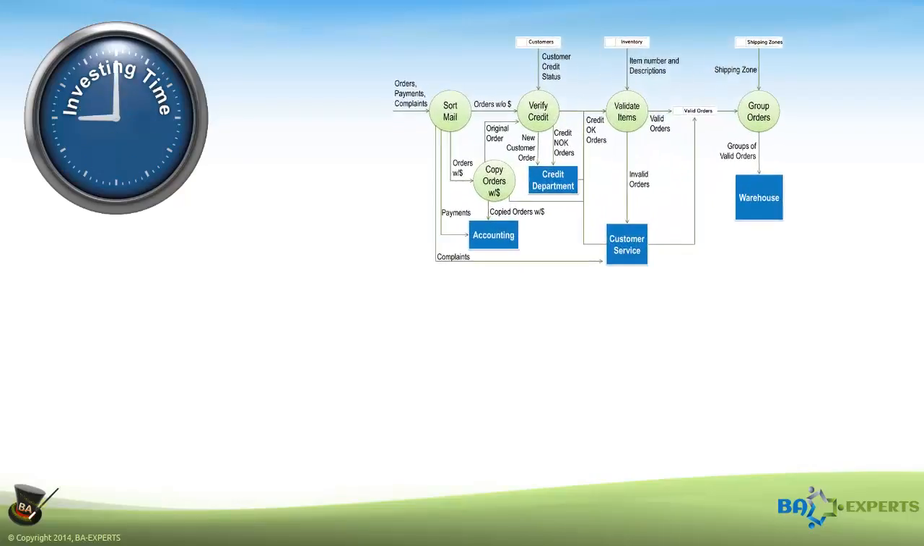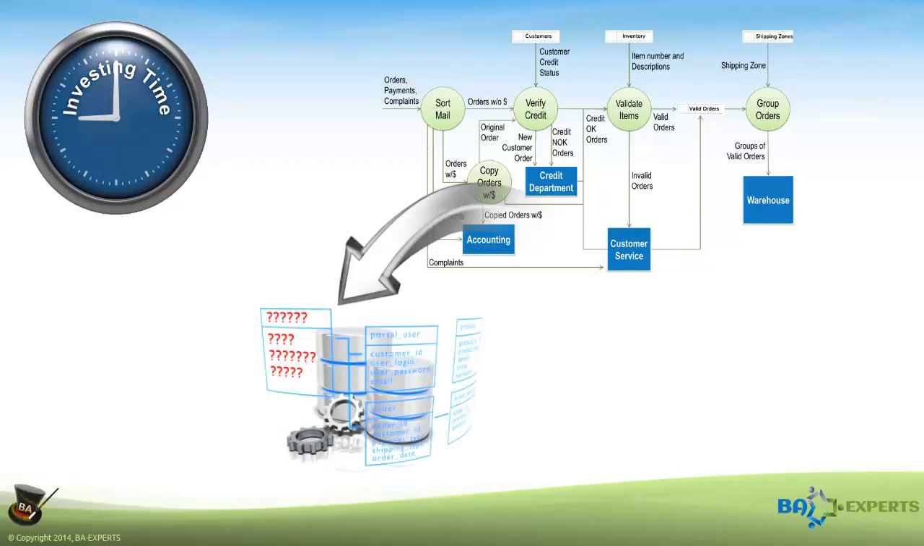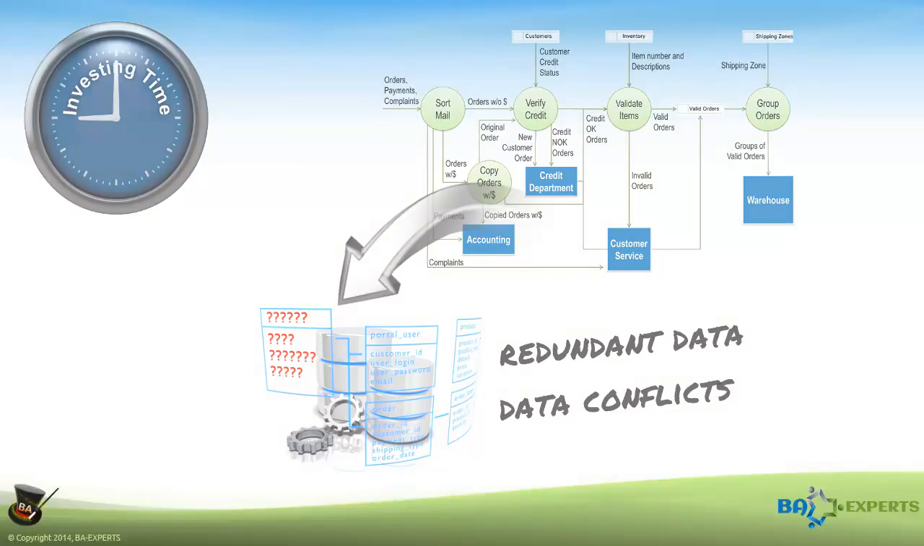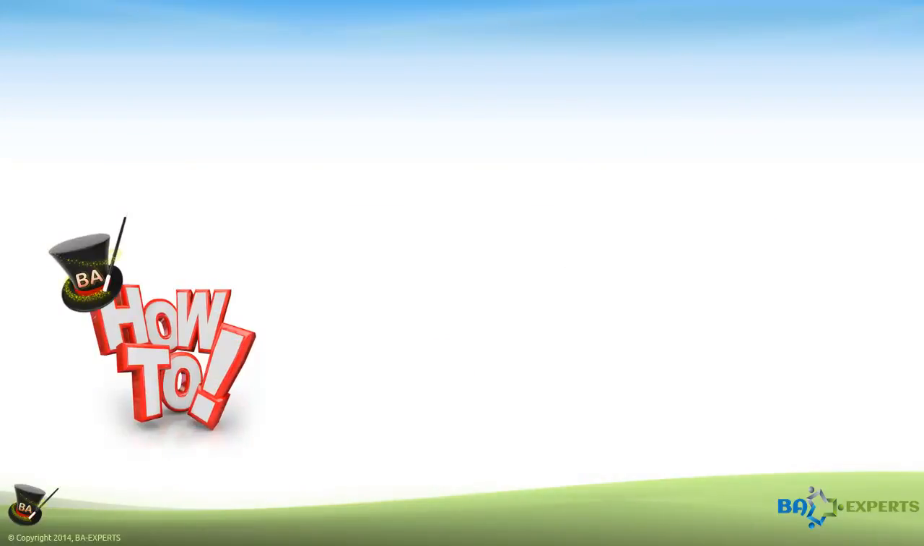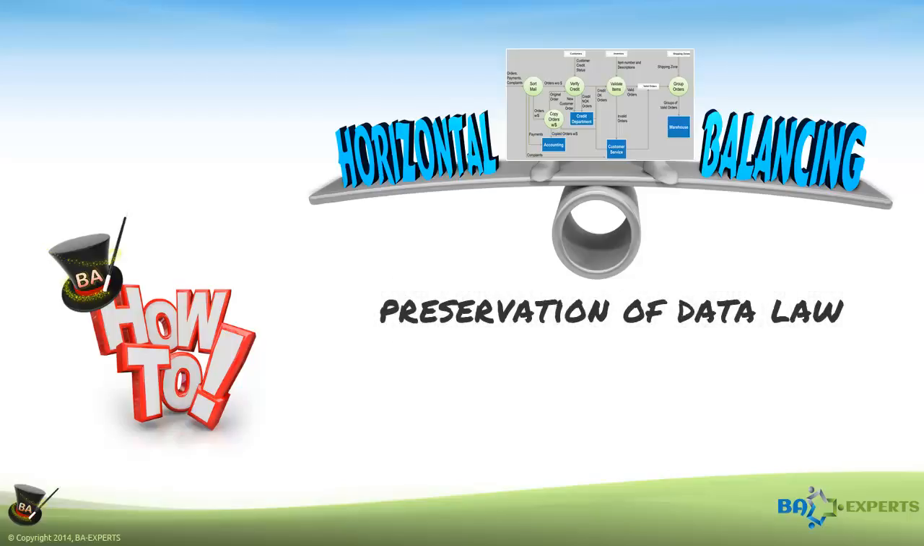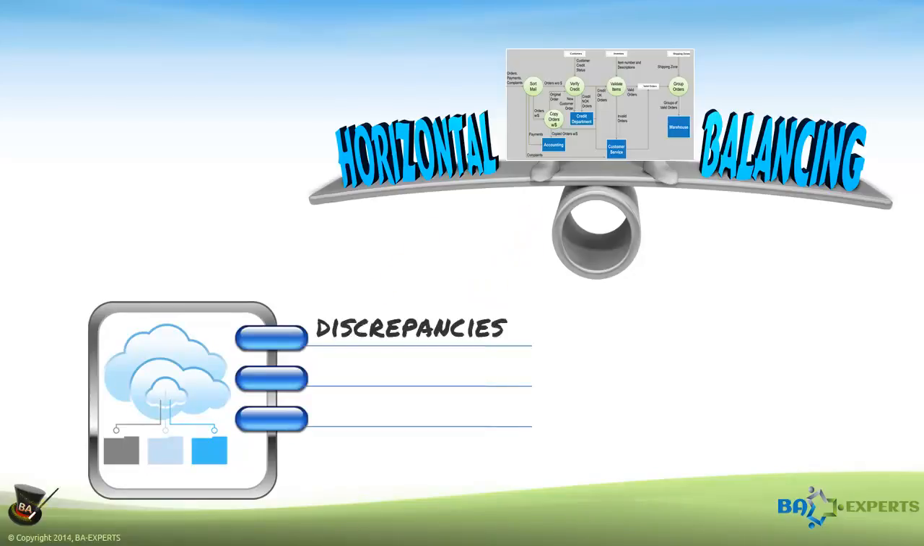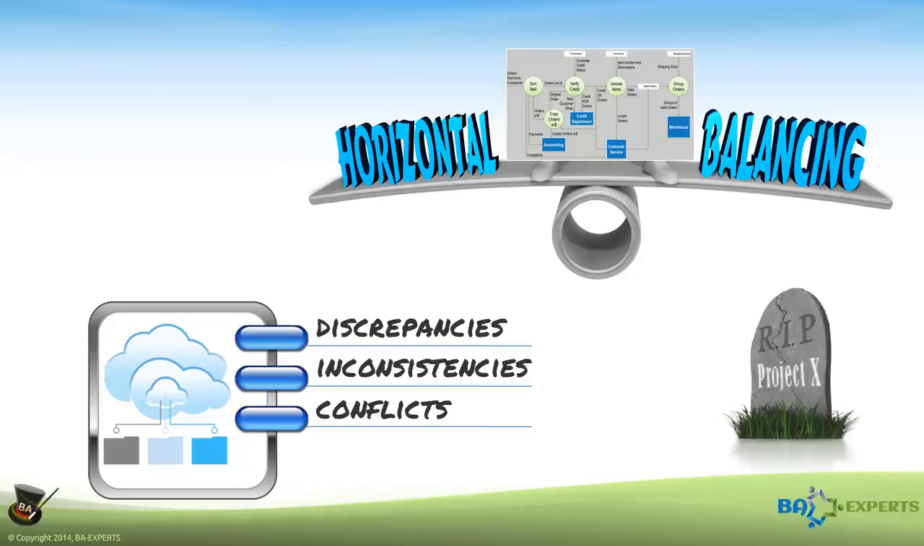If you invest the time to create a data flow diagram, or DFD, make sure that you're getting the most out of it. You can use the diagram to identify potentially missing data, redundant data, and possible data conflicts. We'd like to introduce a technique called horizontal balancing, or the preservation of data law. This technique can be very useful for identifying data discrepancies, inconsistencies, and conflicts, which are three major contributors to IT project overruns and failures.